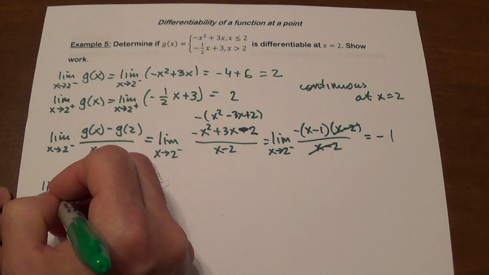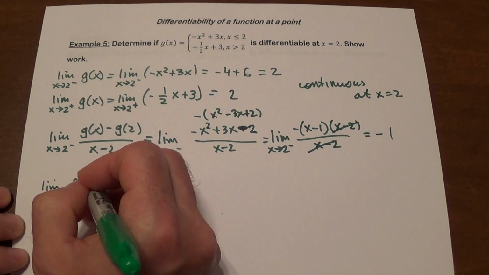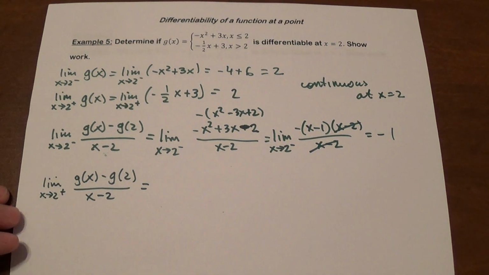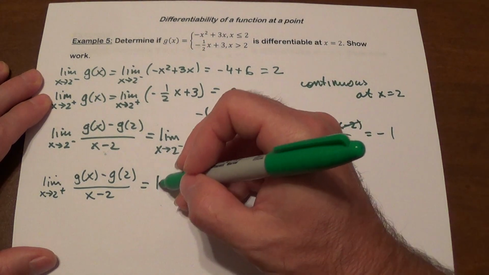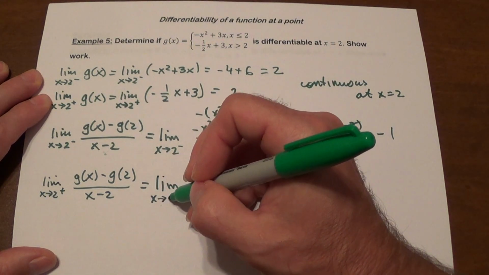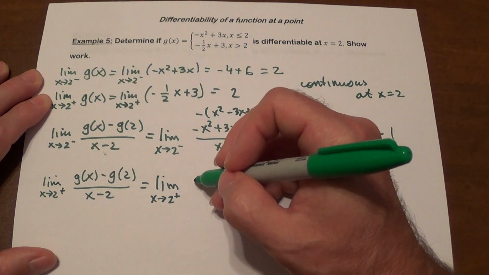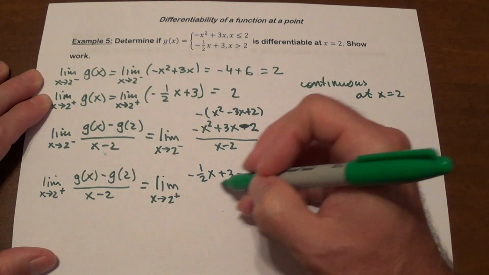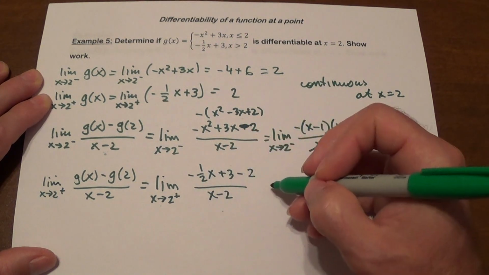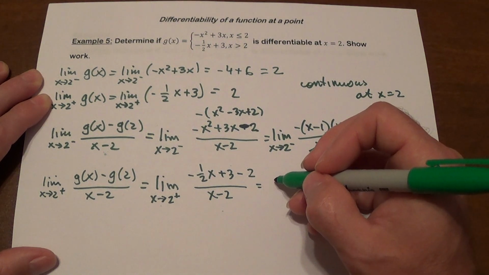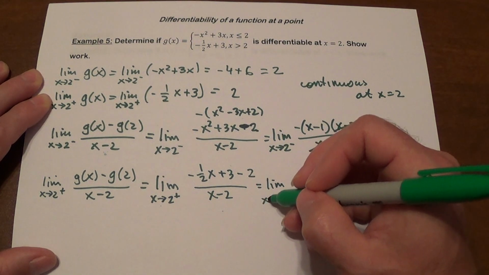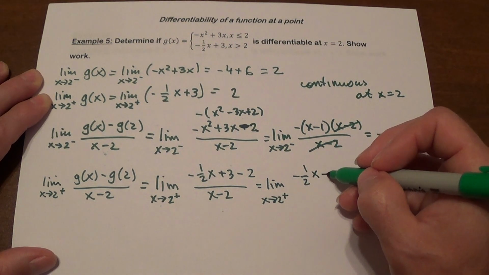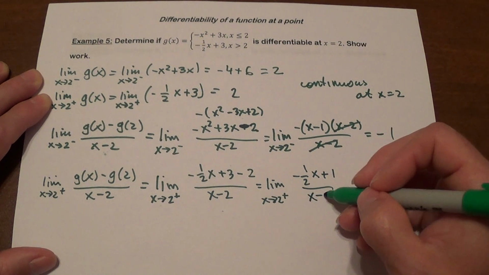Okay. So the limit as x approaches 2 from the right of g of x minus g of 2 over x minus 2. So what are we getting here? This is the second equation we're going to be using now because we're on the right of 2. So it's going to be negative 1/2 x plus 3 minus 2 divided by x minus 2. So it is going to be the limit as x approaches 2 from the right of negative 1/2 x plus 1 divided by x minus 2.